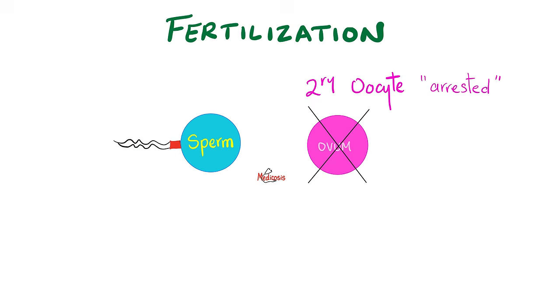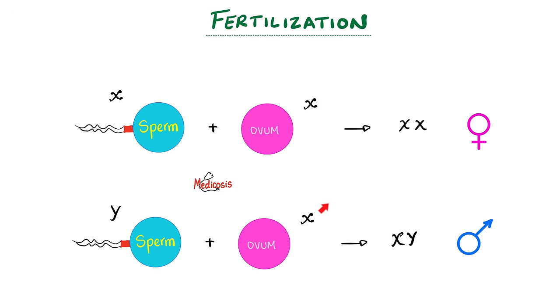Back to the video. Fertilization is when the sperm meets the secondary oocyte. The ovum is always X. The sperm could be X or could be Y. If an X sperm meets an X ovum, or I should say secondary oocyte, you get XX, which is a female. But if Y meets X, you get XY, that's a male.